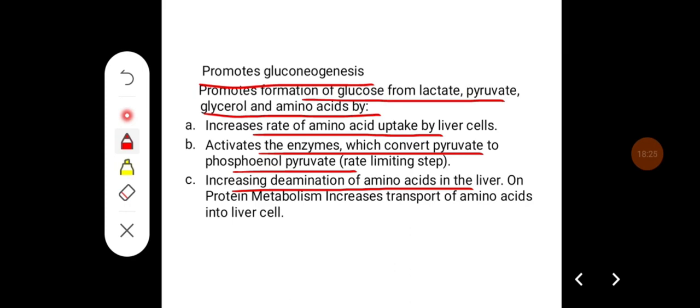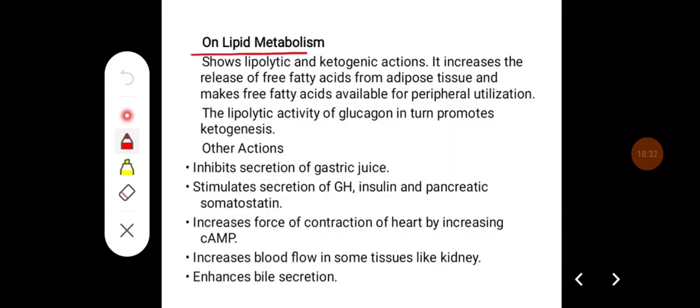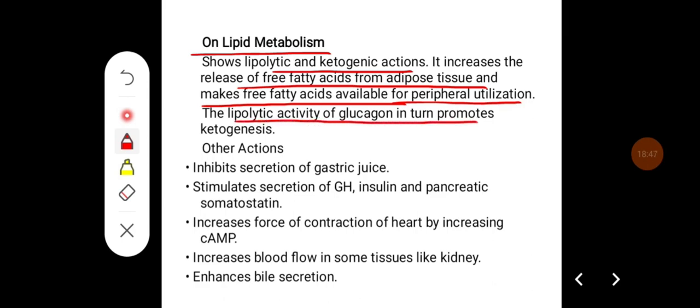On protein metabolism, it increases the transport of amino acids into liver cells. On lipid metabolism, it shows lipolytic and ketogenic actions. It increases the release of free fatty acids from adipose tissue and makes free fatty acids available for peripheral utilization. The lipolytic activity of glucagon in turn promotes ketogenesis.